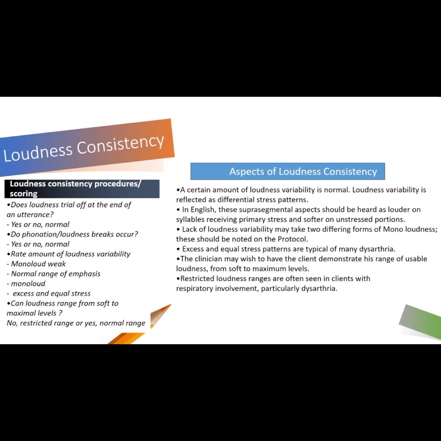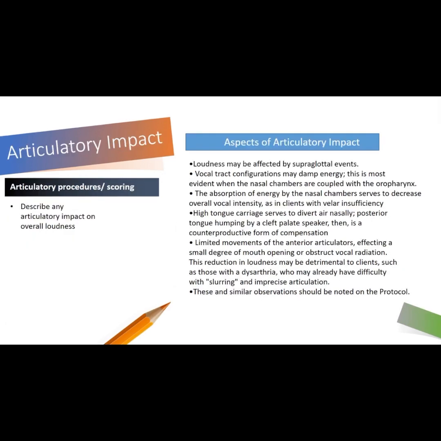The clinician may wish to have the client demonstrate his or her range of usable loudness from soft to maximum levels. Restricted loudness ranges are often seen in clients with respiratory involvement, particularly dysarthria. Loudness may be affected by supraglottal events, limited movements of the anterior articulators affecting a small degree of mouth opening or obstruct vocal radiation. This reduction in loudness may be detrimental to clients such as those with dysarthria, who may already have difficulty with slurring and imprecise articulation. These and similar observations should be noted on the protocol.